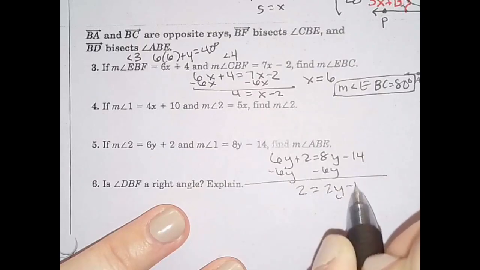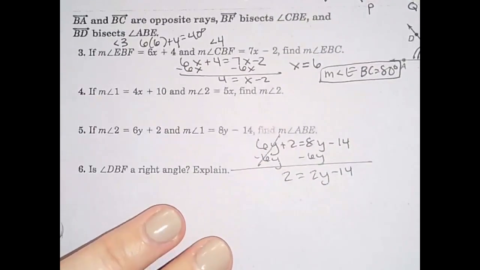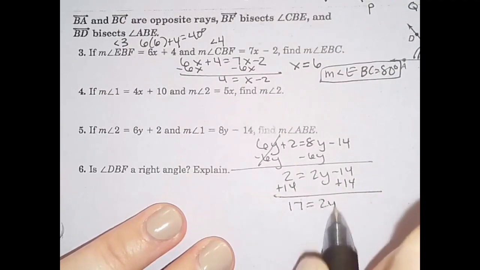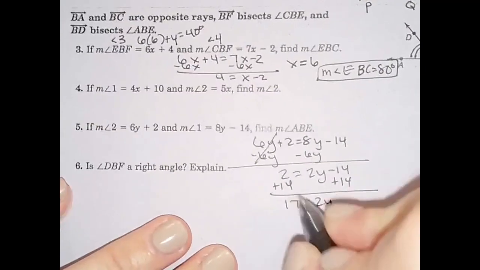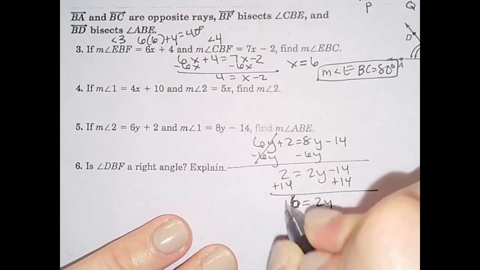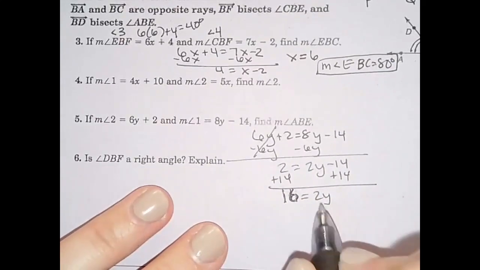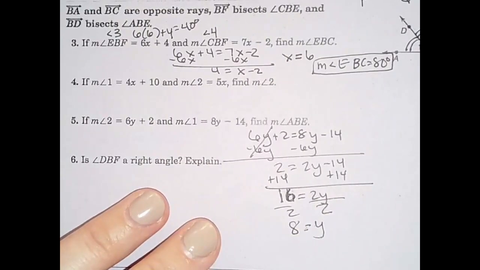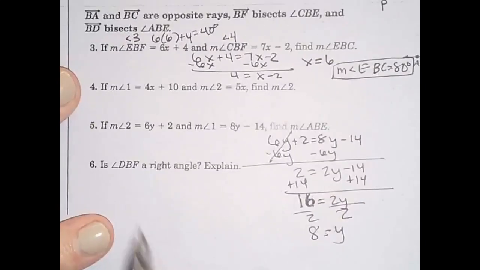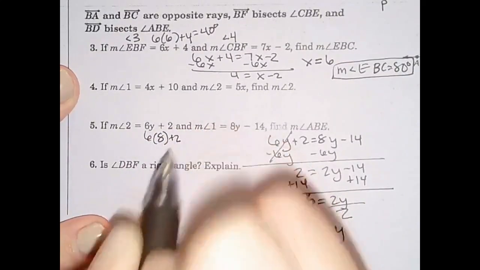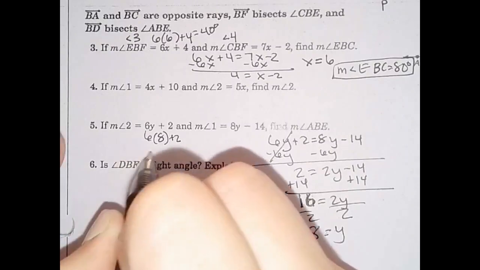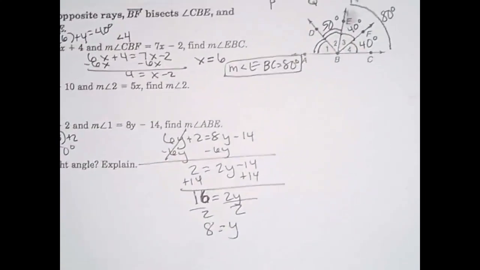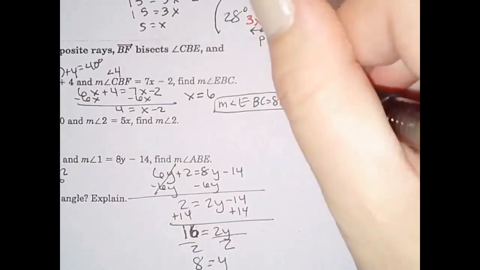Wait a second, sorry, 16. 16 equals 2y. Divide by 2. Y equals 8. Now we plug it in. So that's 6 times 8 plus 2. 6 times 8 is 48 plus 2 is 50 degrees. So the measurement of angle 2 is 50 degrees. The measurement of angle 1 is 50 degrees. So what's the measurement of the whole thing? 100 degrees. So the measurement of angle ABE is 100 degrees.